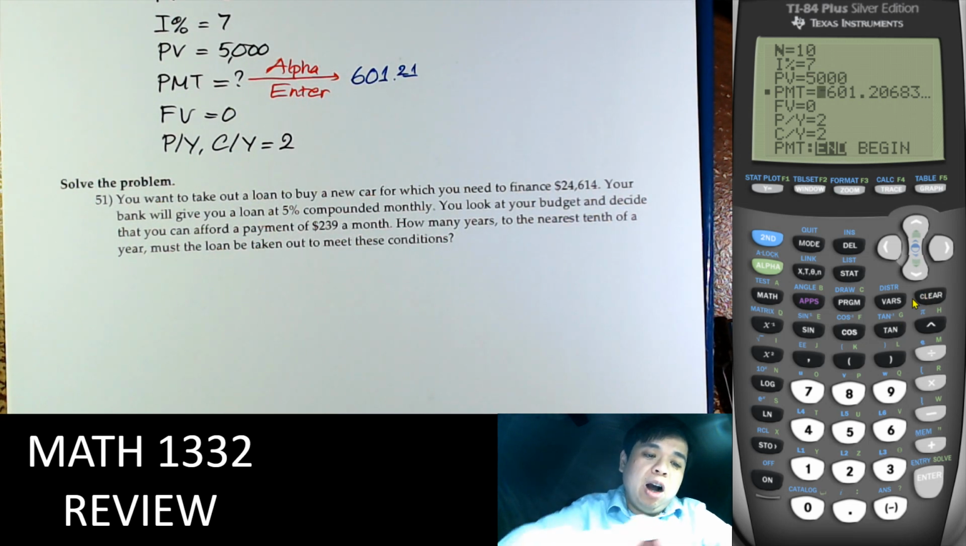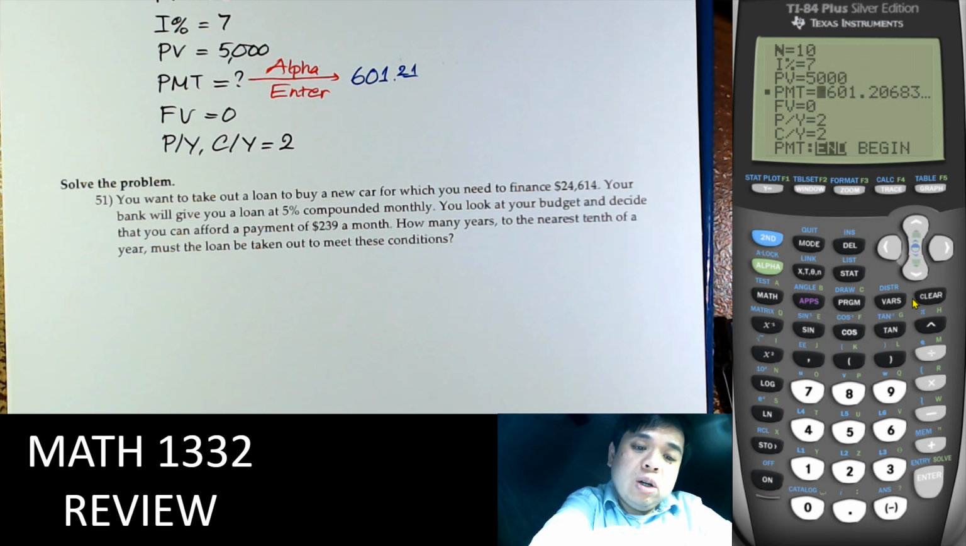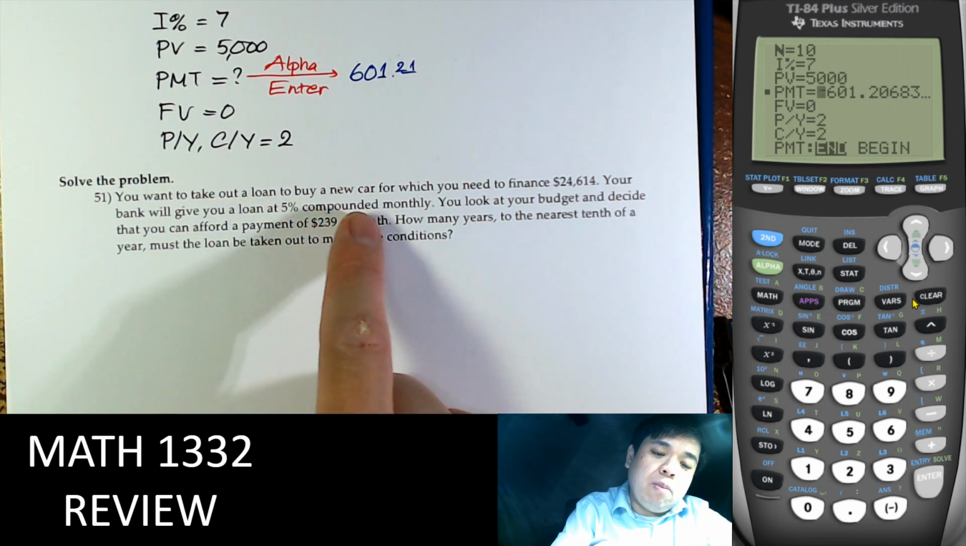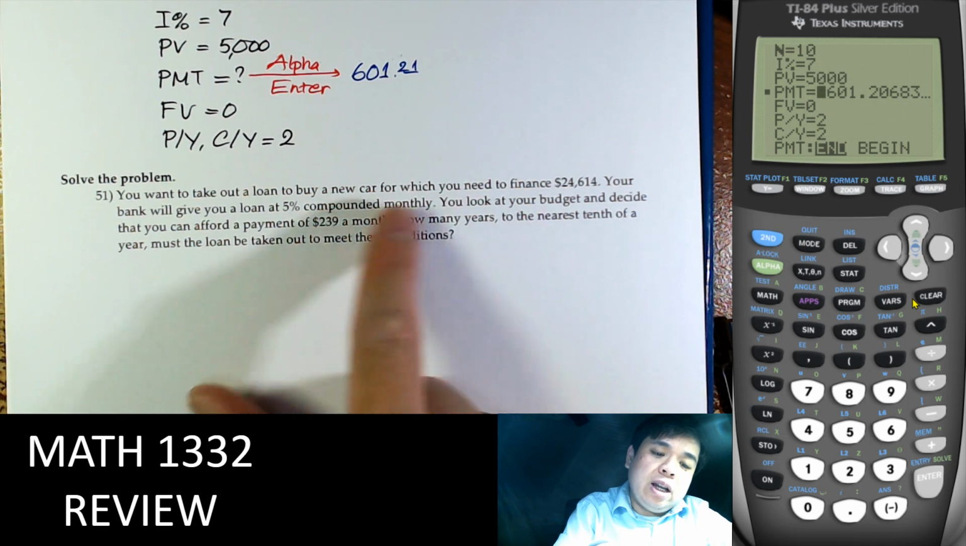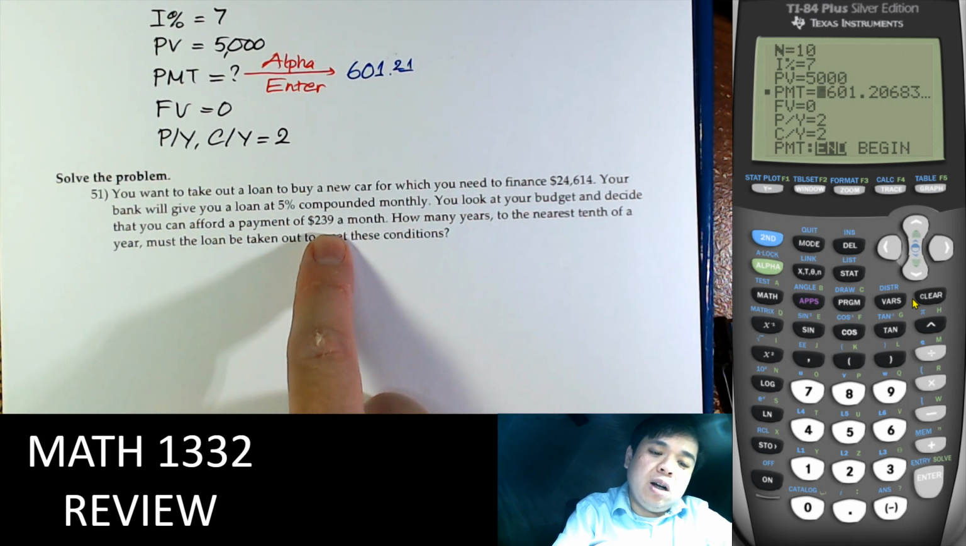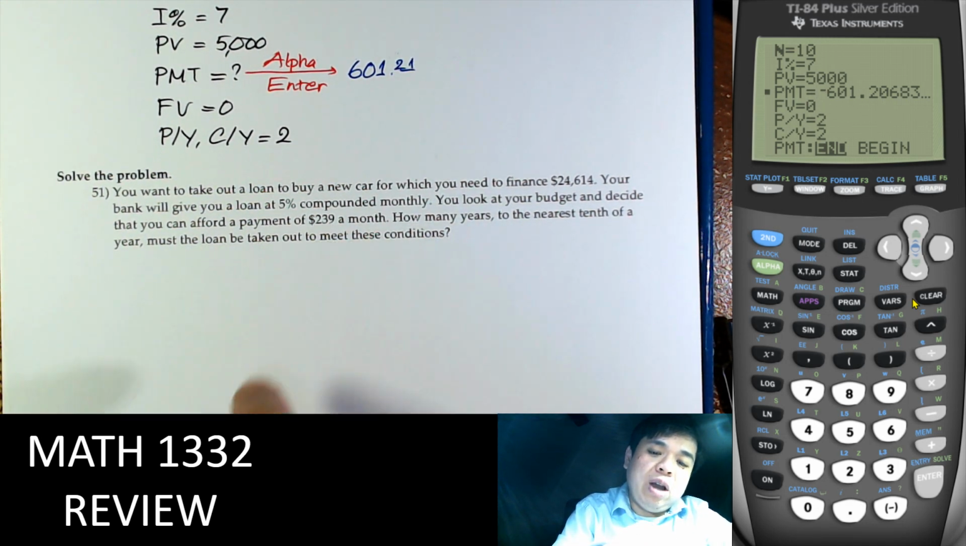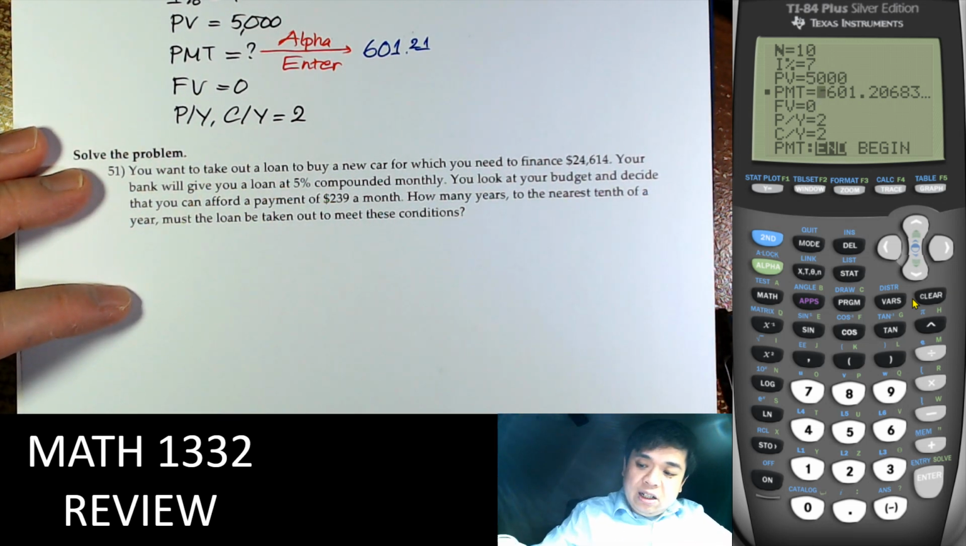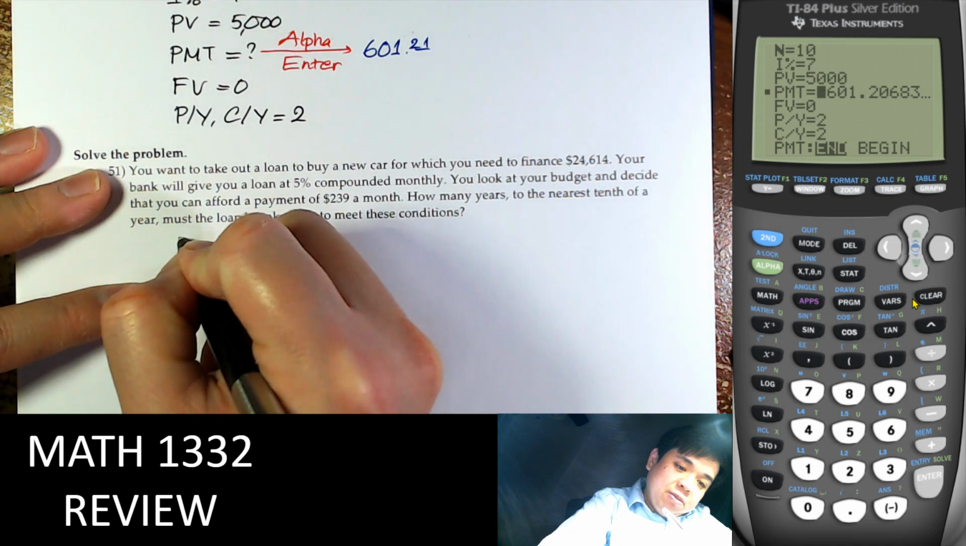Next, you want to take out a loan to buy a new car, which you need to finance 24,000. So we need that much. Your bank will loan at 5% compounded monthly. You look at the budget and decide that you can afford that much a month. How many years do you have to pay that off? So in this case, they ask for N, which is how many periods.